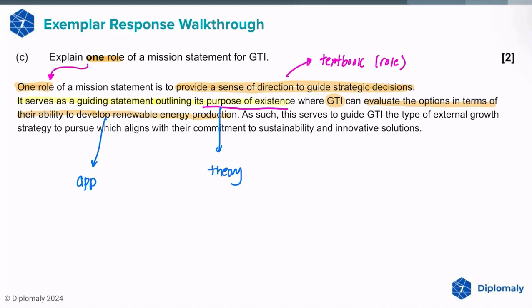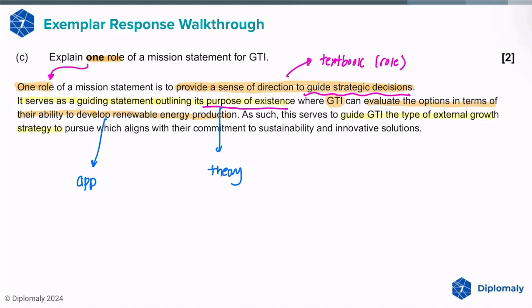So here, by having a mission statement, it not only tells us about why GTI exists as a business organization, but having this mission statement could then help guide them in terms of their renewable energy production and what exactly they need to do as a business in order for them to continue to exist and thrive. Okay. And then in the third sentence, it links to a bit of an impact on the business. It says it serves to guide GTI the type of external growth to pursue in. So this is where you can see a bit of the decision making, right? That was mentioned right here in your first sentence.